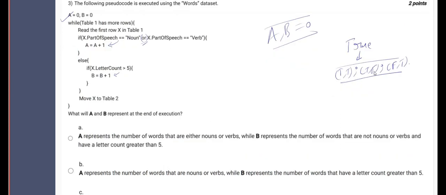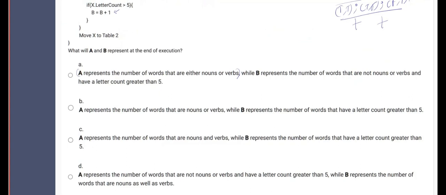As I said, we should give a total combination of these three combinations. A represents the number of words that are either nouns or verbs. Yes, till here this is okay. While B represents the number of words that are not nouns or verbs and have a letter count greater than 5. Okay, let us put this on hold. A represents the number of words. No, strictly B is not the correct answer here.